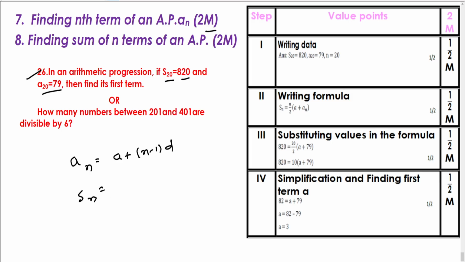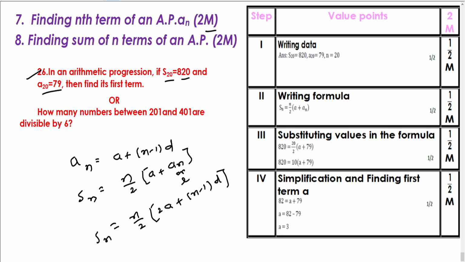For Sn, you have two formulae: 1 by 2 into bracket a plus an, or last term. And another formula, if the last term is not given, is n by 2 into 2a plus n minus 1 into d. These formulae you have to keep in your mind, very important. In these problems, these three formulae are very important.